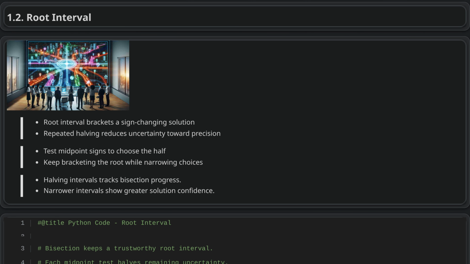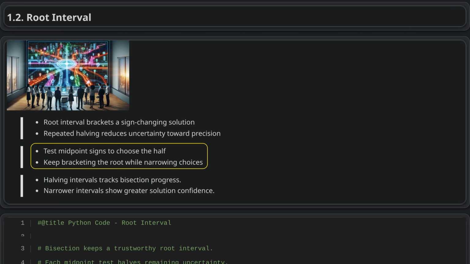Root interval. In bisection root finding, you begin with an interval where the function changes sign, which indicates that a root lies between the endpoints. The method repeatedly halves this interval to reduce uncertainty and improve the estimate. For engineering problems, this turns a broad possible range, such as a critical temperature, into a more precise solution.